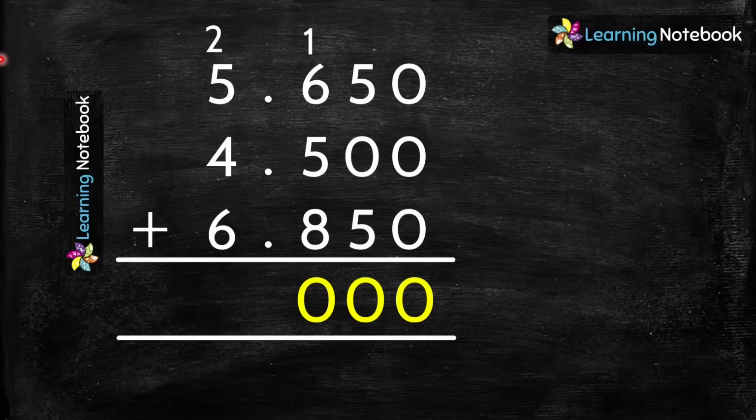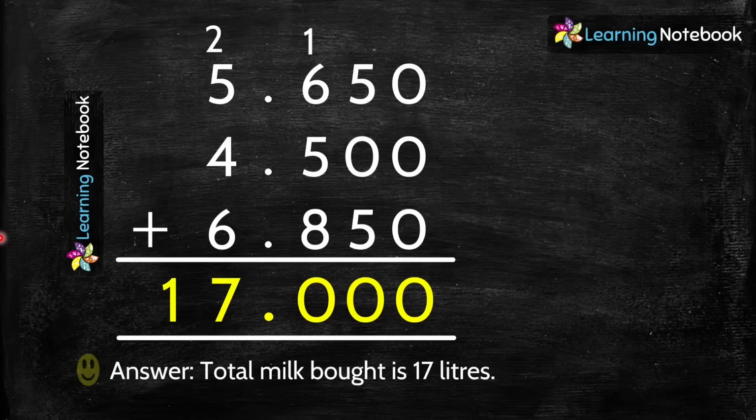Now our addition of decimal part is complete. So let's put a decimal point in the answer. Now we will add the whole number part. 2 carry plus 5 plus 4 plus 6 equal to 17. So our answer is 17 liters. Let's write the answer statement. Total milk bought on 3 days is 17 liters.